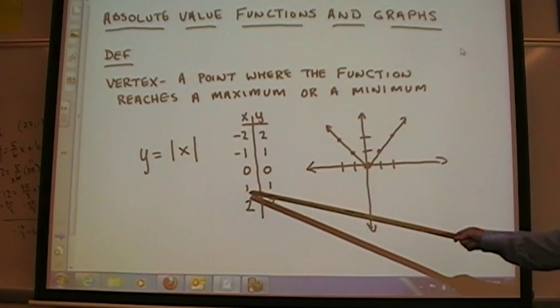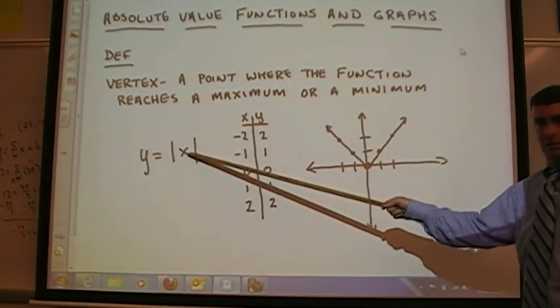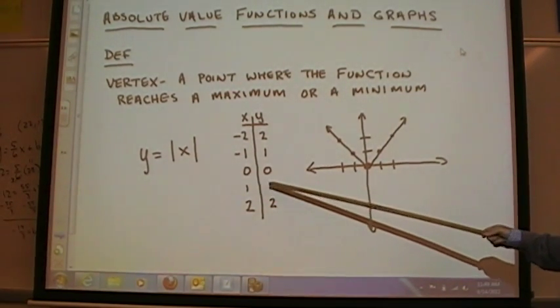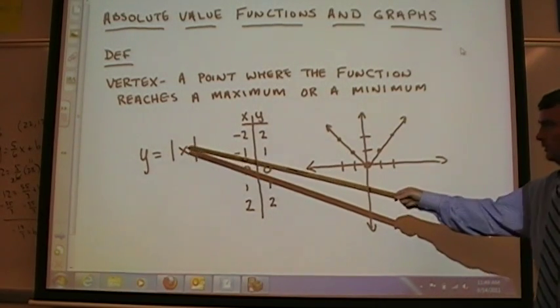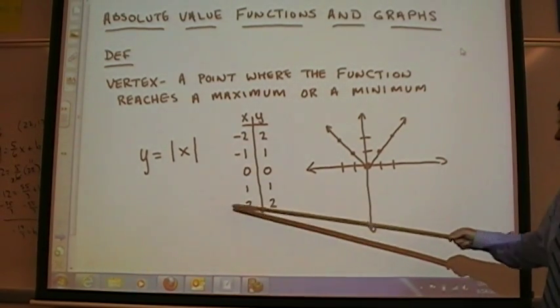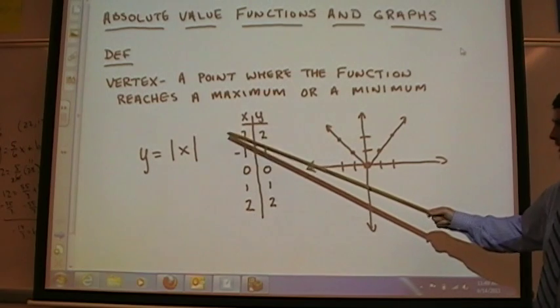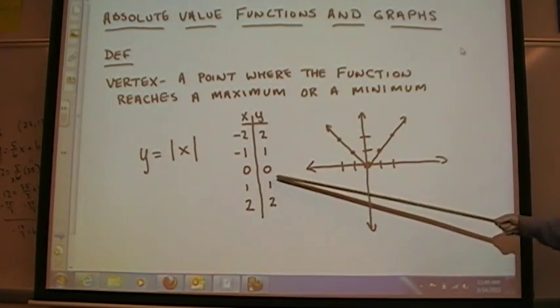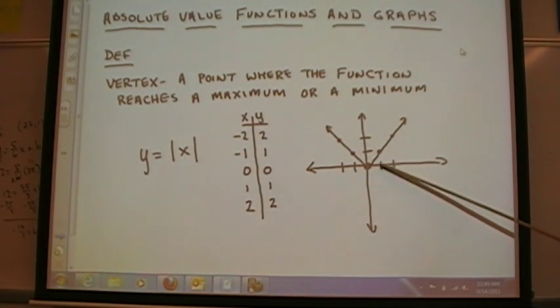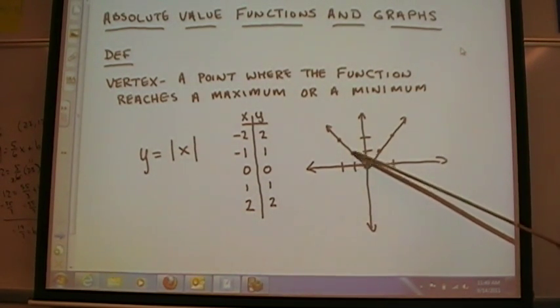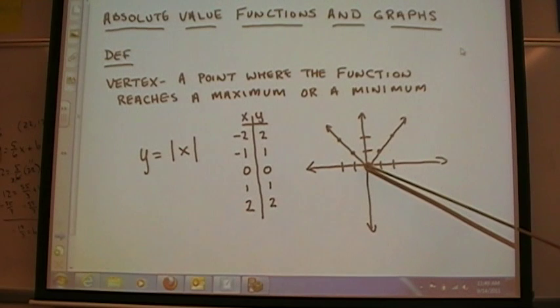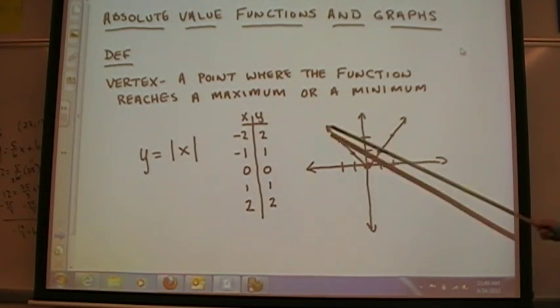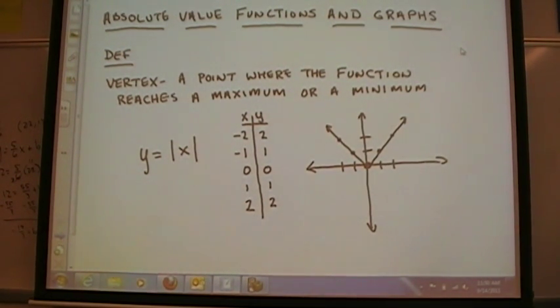So if I figure out the absolute value of 1, what is it? 1. What's the absolute value of -1? It's also 1. The absolute value of 2 is 2, and the absolute value of -2 is also 2. Then all I'll do is plot those points: (0, 0), (1, 1), (-1, 1), (-2, 2), and (2, 2). And draw your graph.